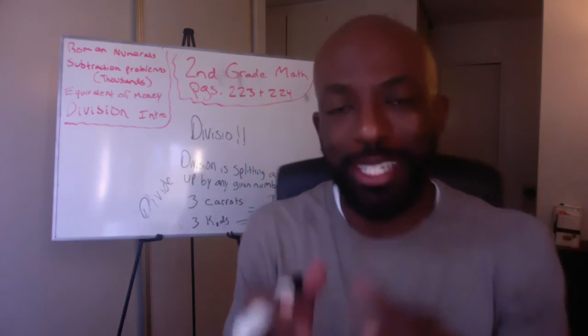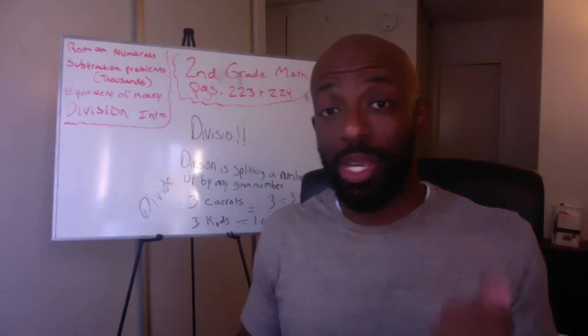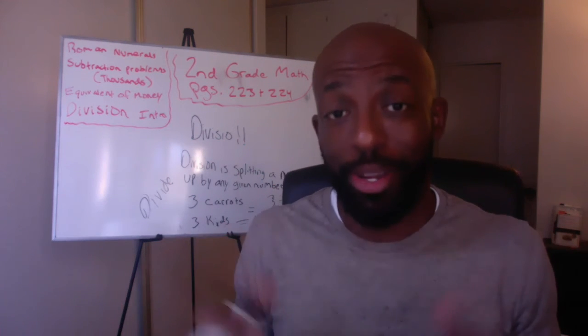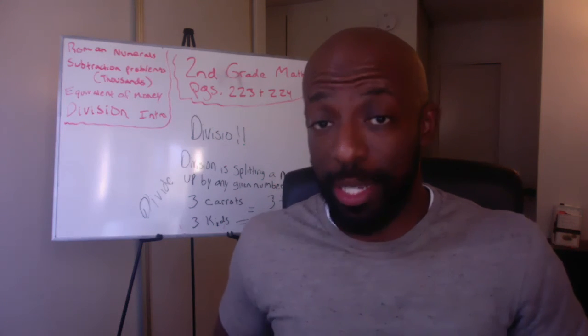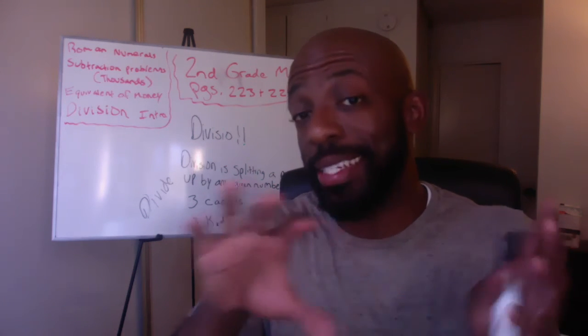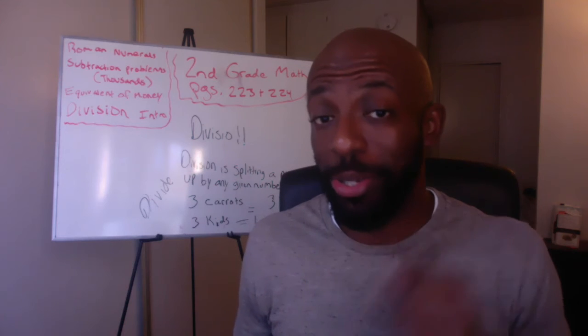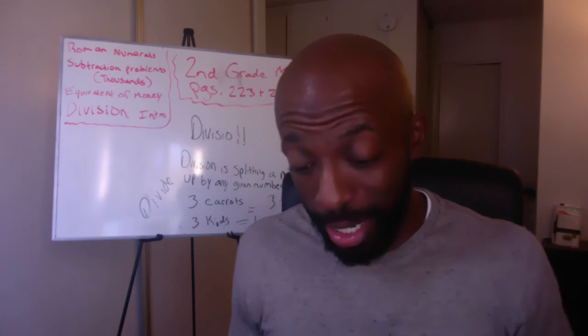So 3 carrots, 3 kids. You have 3 carrots, you gave 1 to each kid, that is your answer. 3 divided by 3 is 1. It's really simple. All the problems won't be as simple as that, but that's a way that you can learn how you're doing division. So let's look at the next problem here.